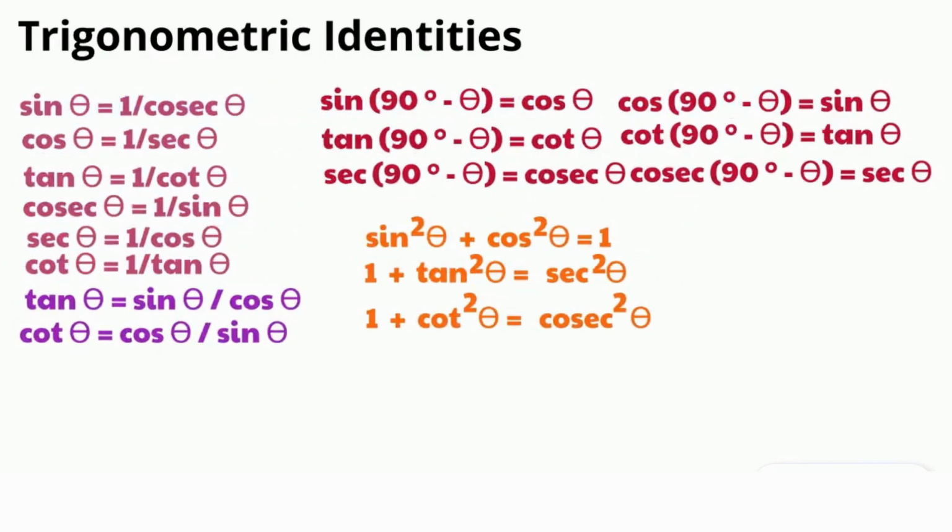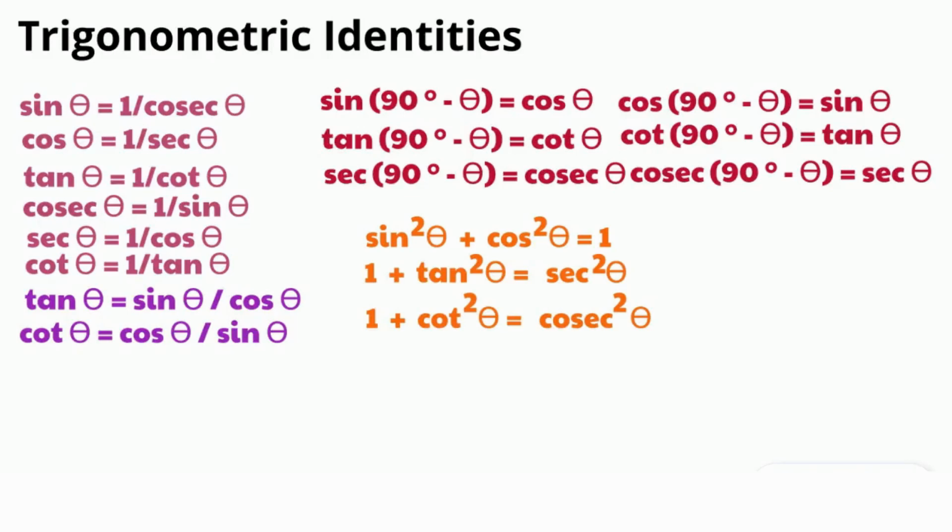Next, this is a summary of what we have seen before. See here: reciprocal identities, next quotient identities, next complementary angle identities, next Pythagoras identities. These are very basic identities. From these we will make more identities for our given equations or expressions. Now we will see how to make possible identities from one identity using these basic identities.